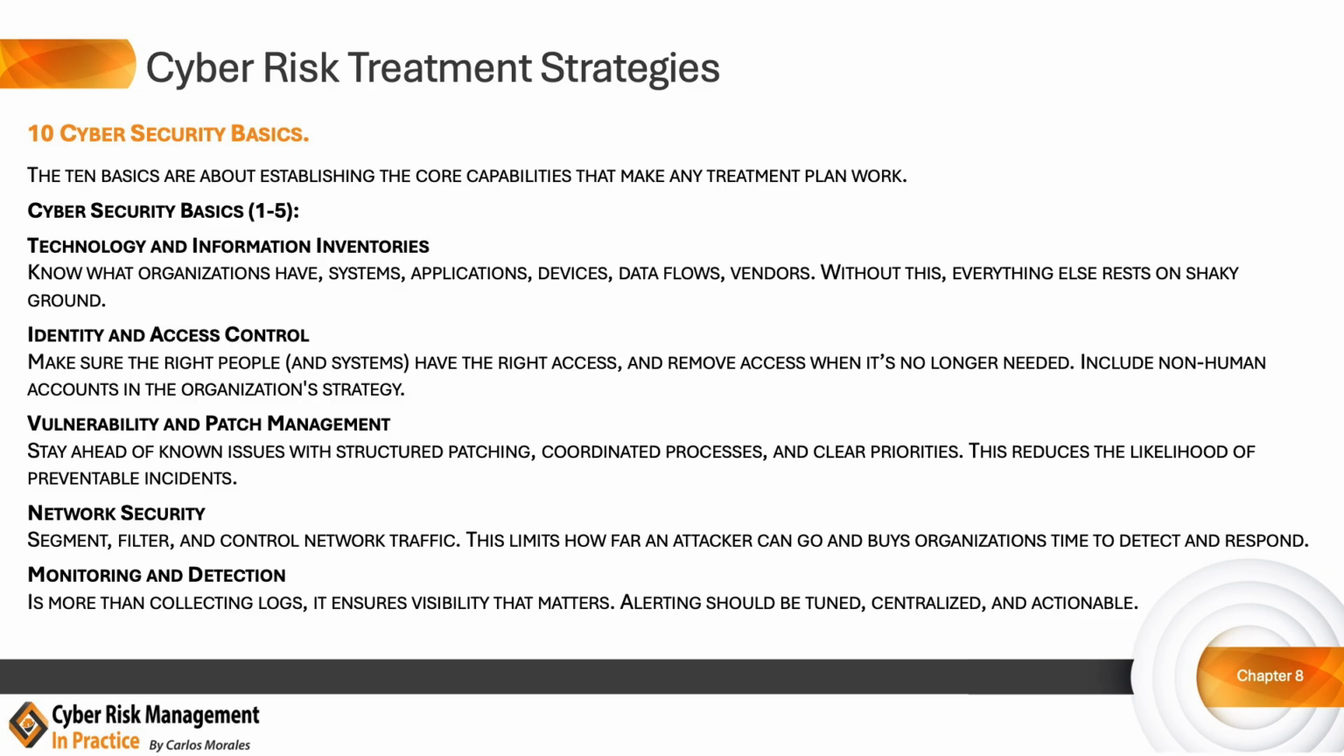These basics aren't about chasing shiny tools or advanced techniques. They're about establishing the core capabilities that every organization, regardless of size or industry, needs to support cyber risk decisions. This foundation helps ensure that you actually know what systems and data you have. You can control who has access to them. You're keeping things updated and monitored, and you're ready to respond when something goes wrong. It also creates a common language between security teams, business units, and leadership. Instead of reacting to one-off issues, you're building a structure that supports clear risk conversations and measurable progress.